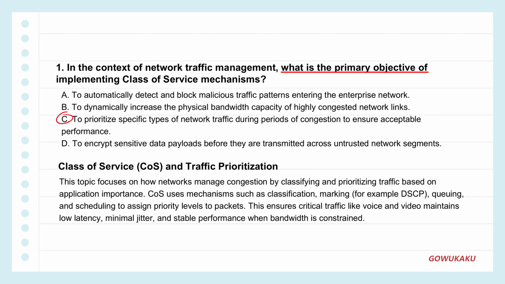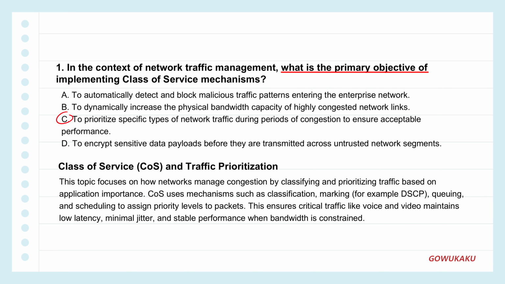Like when bandwidth is constrained, a live voice or video call needs to happen in real time. Oh yeah, nobody likes a laggy Zoom call. Exactly. Whereas a bulk file download can wait an extra few milliseconds in the queue without anyone noticing. That makes total sense. And I'm assuming A and D, blocking malicious traffic and encrypting data, are just entirely separate security functions. Spot on. They are super vital, obviously, but they have absolutely nothing to do with queuing and prioritizing packets.